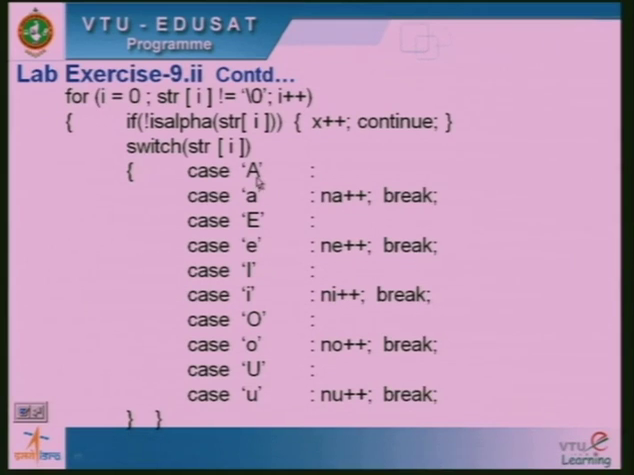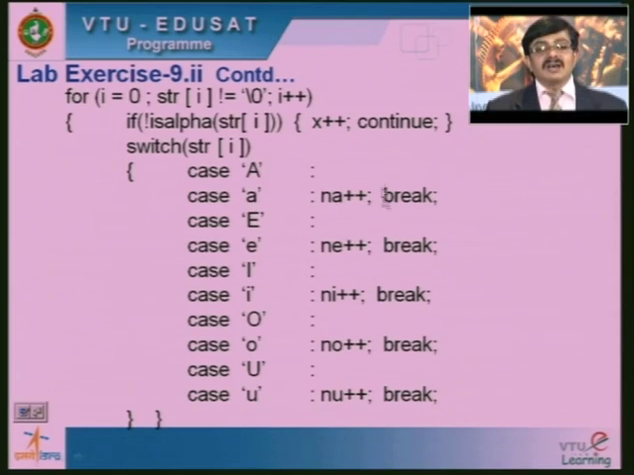So, that case means either the uppercase letter or the lowercase letter, I must execute this particular statement here. So, it is true that it is a lowercase letter. Now, what I do is na plus plus. I increment the value of the vowel counter corresponding to it. Further, none of the other cases will be executed. Break means coming out of the switch. When I come out of the switch, the next statement is the incrementation of i in the for loop.